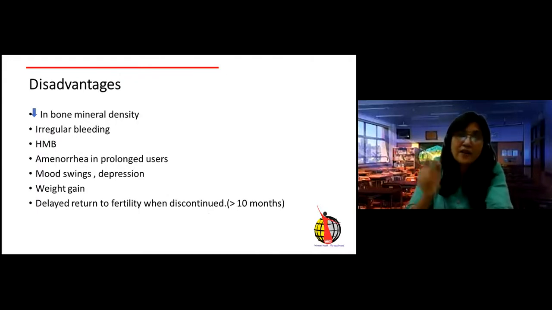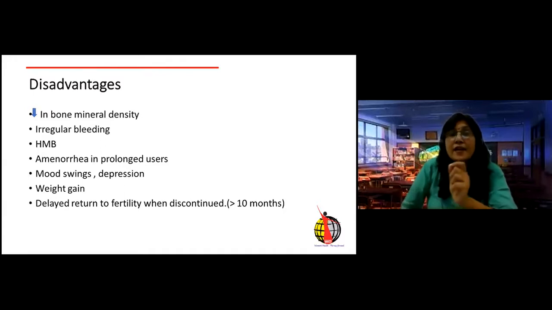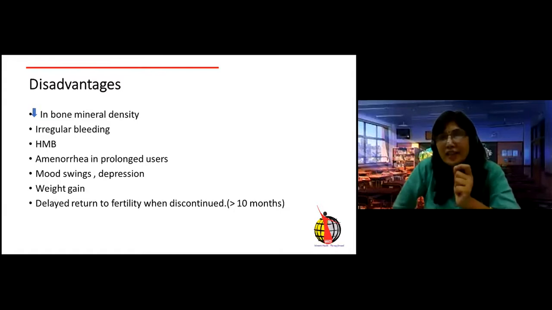There is a reduction in bone mineral density because the estrogen is not there. Irregular bleeding patterns are there. Some women may have heavy menstrual bleeding. Amenorrhea occurs if there is prolonged use. Mood swings and depression are all associated with progesterone. Weight gain, I have already talked about 1 to 3 kg, and delay in return to fertility.